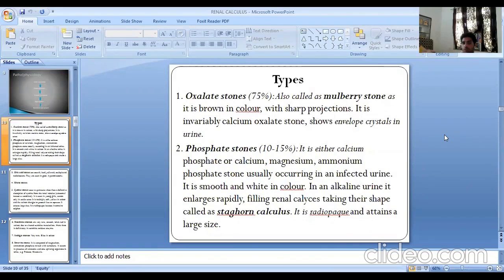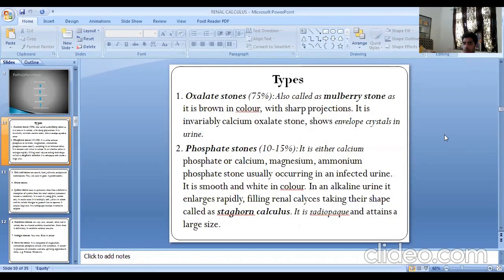In previous class we discussed definition, causes, etiology, pathophysiology of renal stone. In sequence, today we will discuss types and diagnostic techniques of renal stone to find out renal stone.